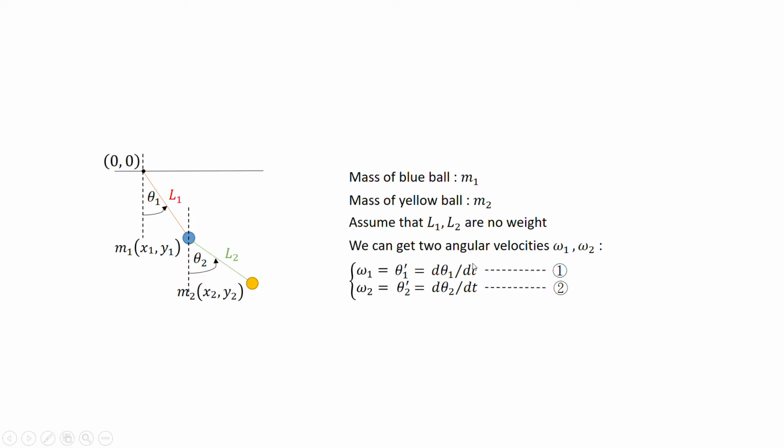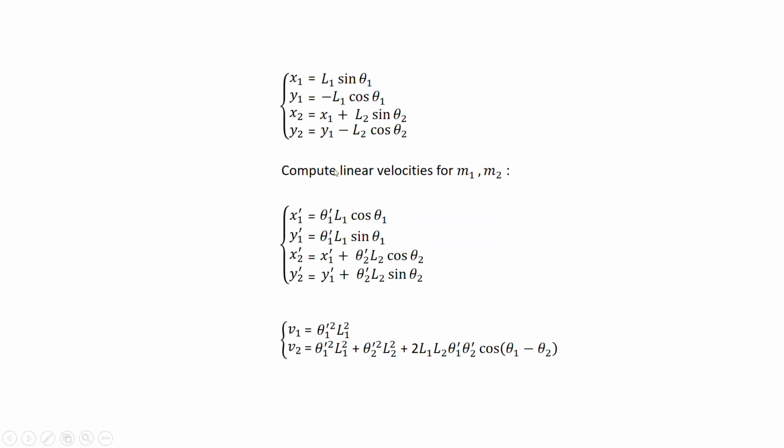Now we can get two angular velocities, omega 1 and omega 2, respectively for M1 and M2, in equation 1 and equation 2. And x1, y1, x2, y2 are these four equations. Now we differentiate these four equations. We can get x1 prime, y1 prime, x2 prime, y2 prime. Now we can compute the linear velocities for M1 and M2, v1 and v2.